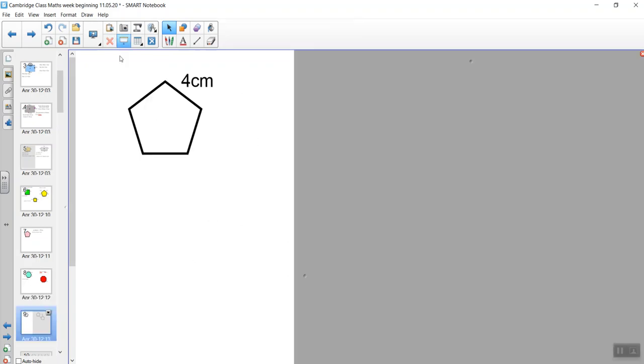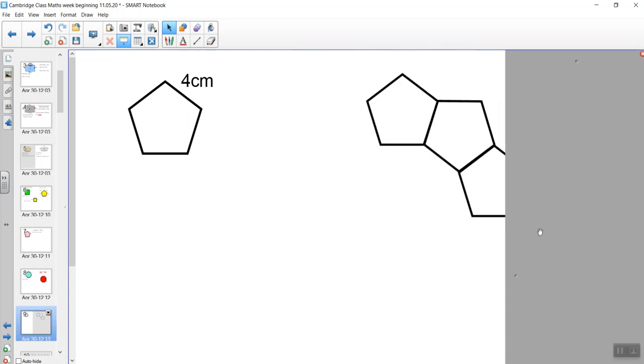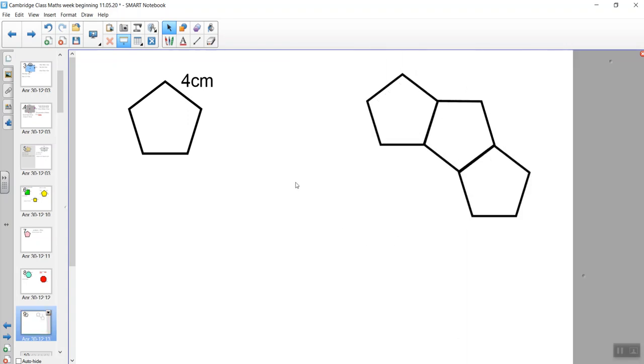Okay, so have a look at my pentagon here. Each of my pentagon sides is 4 centimetres. So on its own, the perimeter of my pentagon is 20 centimetres. We're going to use what we know about this being a regular pentagon, all the sides are the same length, and one side being 4 centimetres long. See if you can work out, what's the perimeter of my shape? Pause the video and have a go.